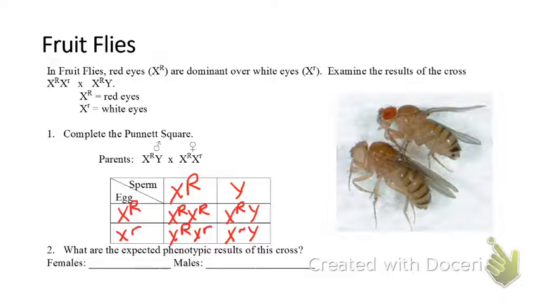So the females, we're just looking at these results right here, are phenotypically going to all have red eyes because they have the dominant trait. The males are going to be on this side, and 50% of them are going to have red eyes and 50% are going to have white eyes.